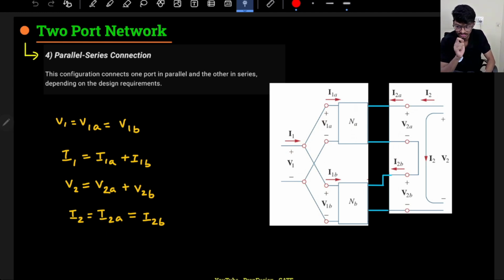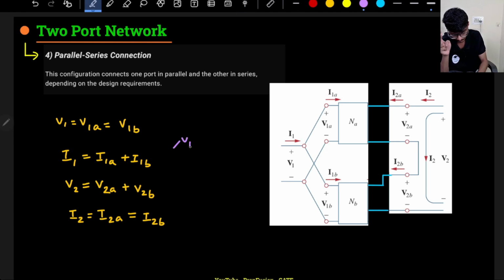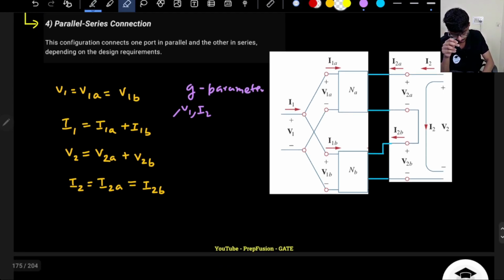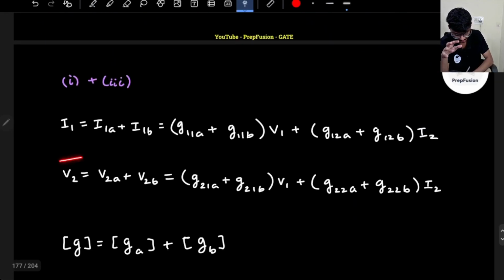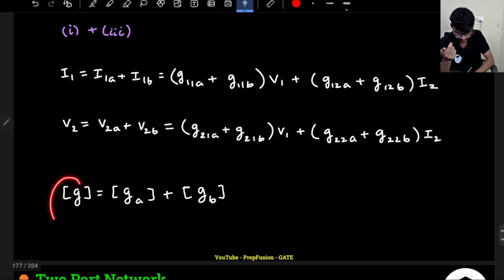So V1 is constant for the input side and I2 is constant for the output side. So here my independent variables will be V1 and I2, which is for the G parameters. For the G parameters, the independent variables are V1 and I2. I have done the same thing. I have written down the equations, and then if I add the two equations, I will get this value. So basically ultimately the G matrix will be the combination of GA plus GB. Okay, this was pretty simple, similar analysis to the previous ones.